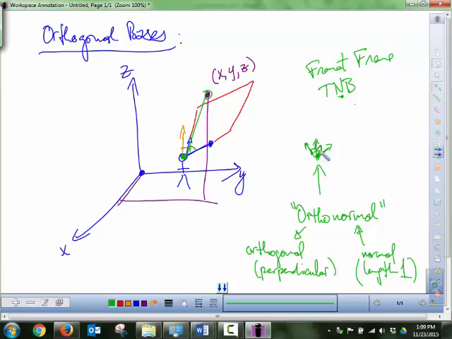So if you're familiar with the Frenet frame, if you've heard that, if you've seen that in your Calc 3 class, that's kind of like what we're doing here, which is to create a set of vectors that are perpendicular and have length 1.